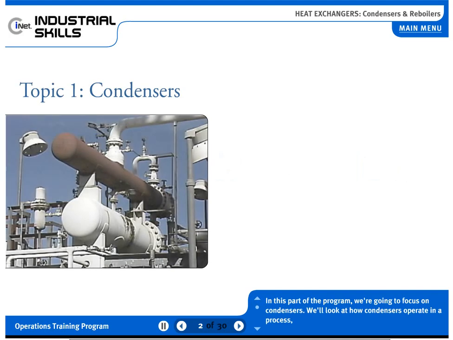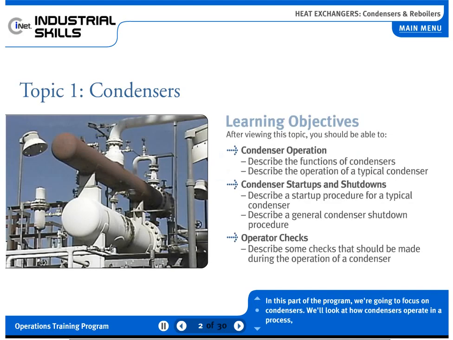In this part of the program, we're going to focus on condensers. We'll look at how condensers operate in a process, and we'll examine how a condenser can be started up and shut down. We'll also look at some of the basic checks operators should make while a condenser is in service. These are the learning objectives for this topic. When you have finished reviewing the objectives, select Continue.